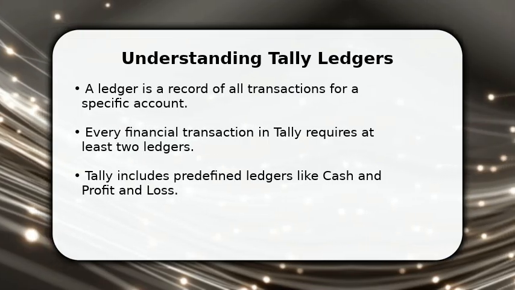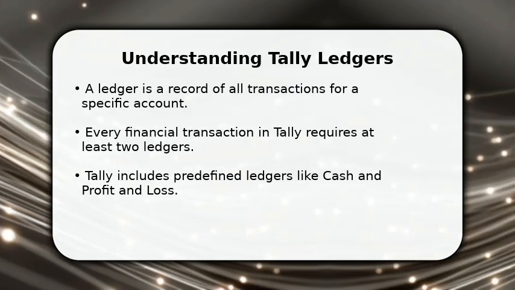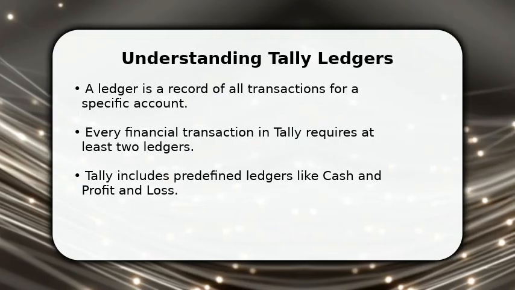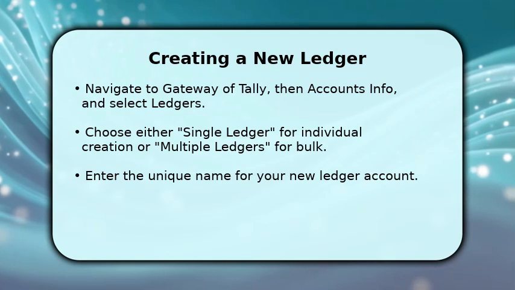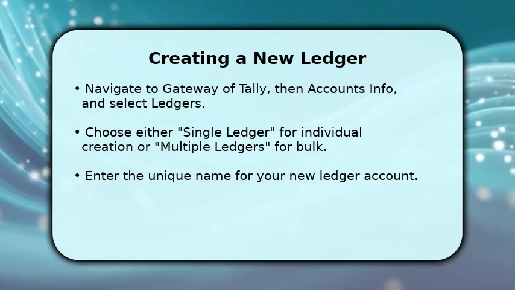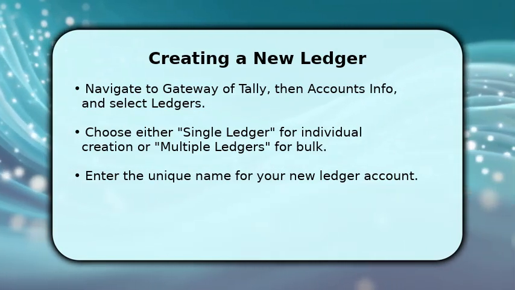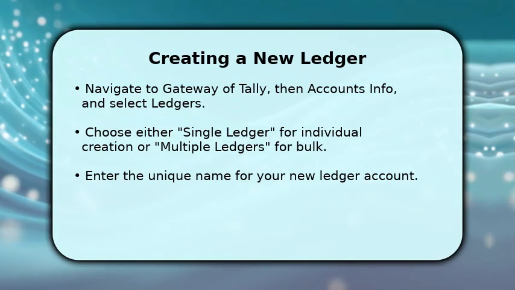Tally automatically provides two essential ledgers: cash and profit and loss. These form the backbone for all your financial entries and reporting. To begin creating a new ledger, first access the gateway of Tally. From there, go to Accounts Info and then select Ledgers.